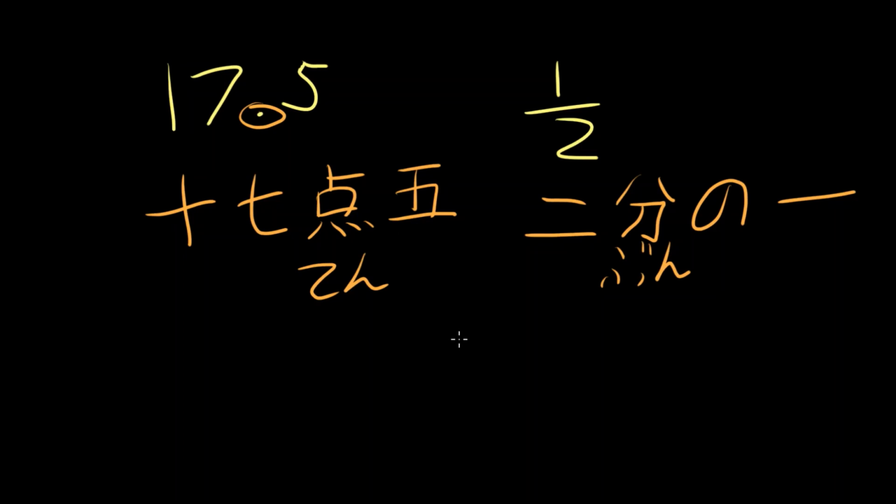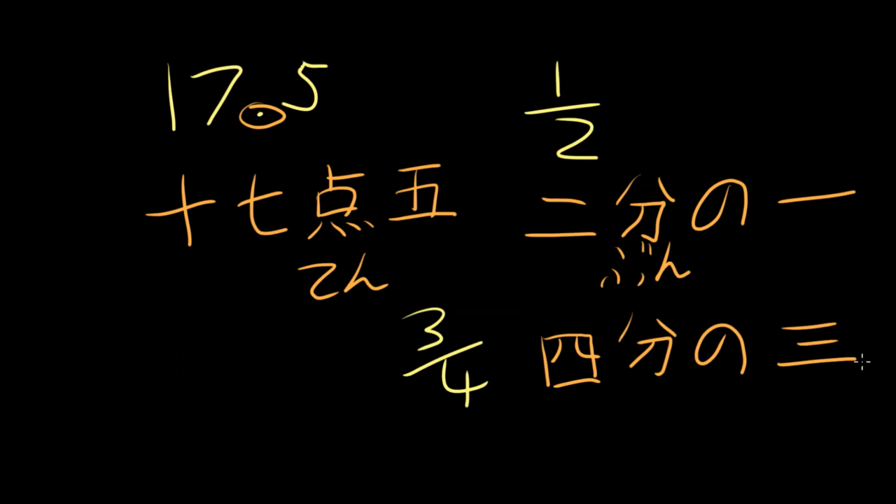So let's try a different one. How about 3/4? What do you think that might be? You could just say yon bun no san. Yon bun no san, which is 3 parts of 4. Okay, so the denominator, the bottom number, goes first, followed by bun no, then the top number, the numerator. Yon bun no san. That'll do for fractions. This isn't a maths lesson.